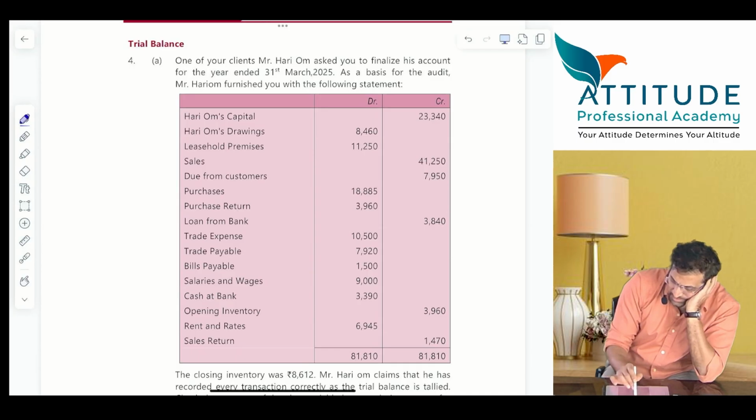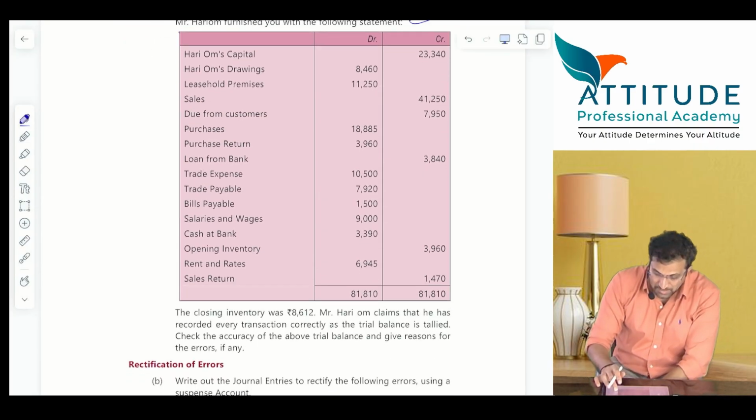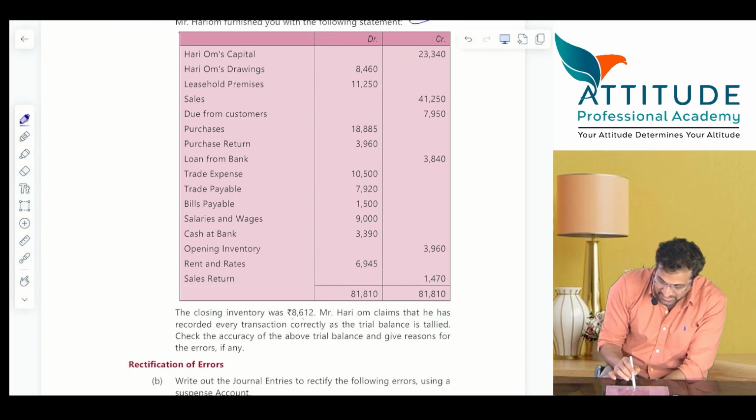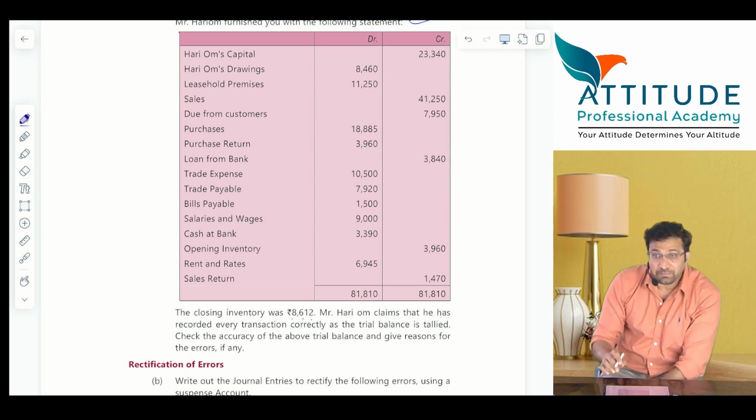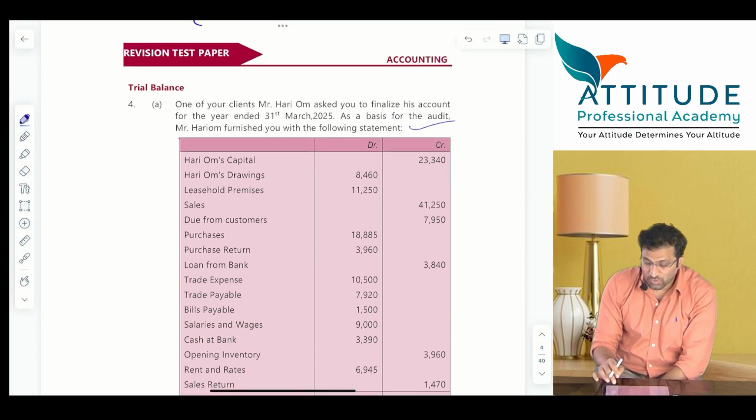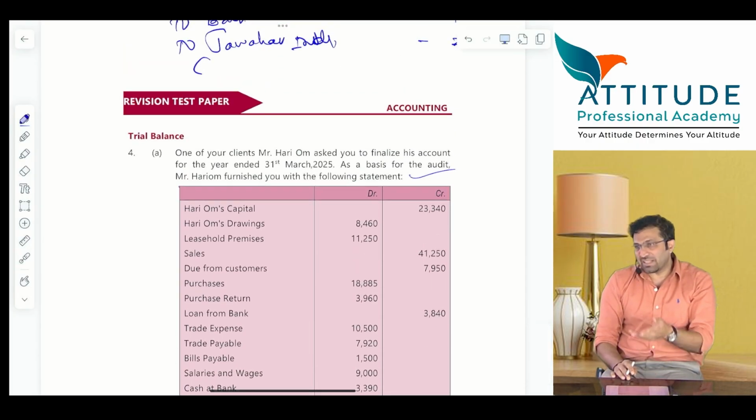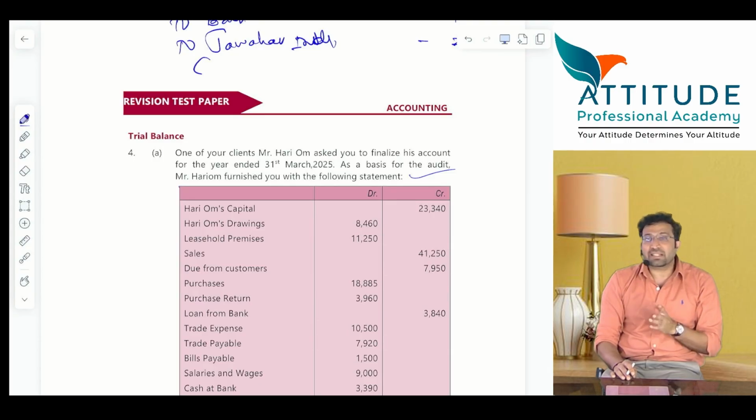One of your client, Mr. Hariom, asked you to finalize the accounts for the year ended 31st March. As the basis of the audit, Mr. Hariom furnished you with the following statement. ये statement है. Then the closing inventory is 8612. Mr. Hariom claims that he has recorded every transaction correctly as trial balance is tallied. Check the accuracy of the above trial balance and give your reasons for the errors if any. बराबर है? तो हरी क्या बोल रहा है? सी भाई मैंने तो दे दिया है, ट्रायल बैलेंस टैली भी हो रहा है, नंबर्स आर एक्यूरेट करके बोल रहा है.